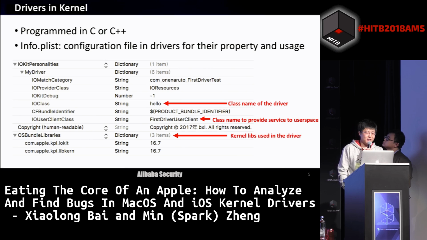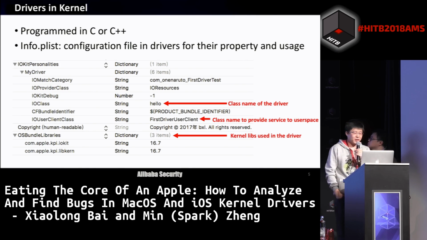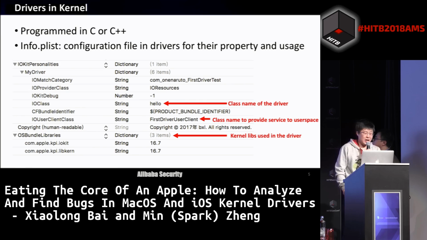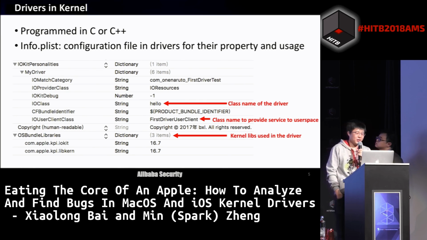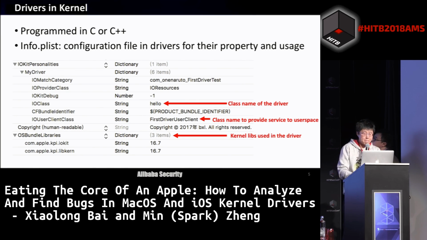You can get the configuration file. The configuration file is the info list, Info.plist. You can get the name of the driver from IOClass and the user client name from IOUserClientClass. And also you can get the libraries which are used in the driver, for example, KPI allocate and KPI libkern.